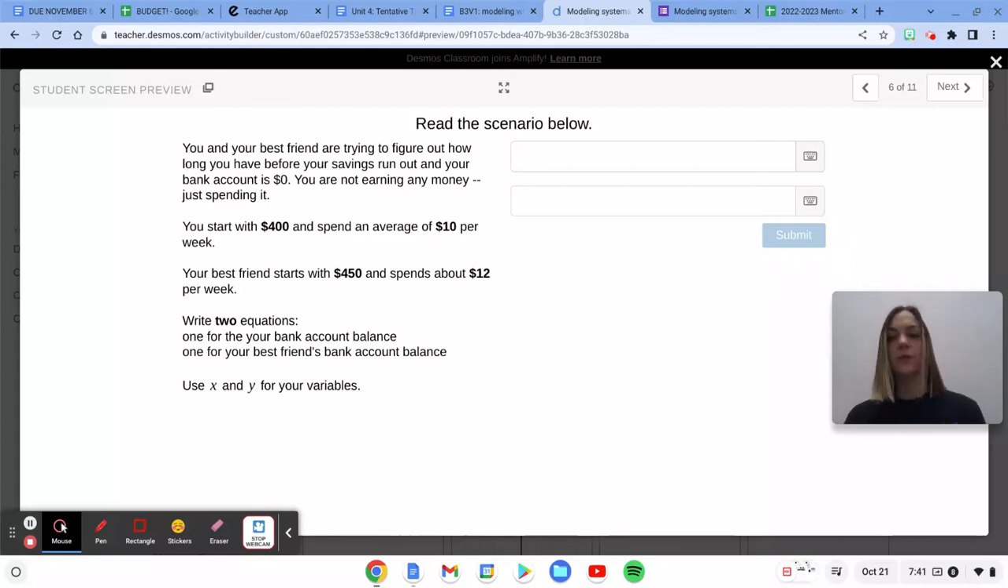This video is going to help you with screens 6 through 10 on this Desmos activity. You and your best friend are trying to figure out how long you have before your savings run out and your bank account is $0. You're not earning any money, just spending it.